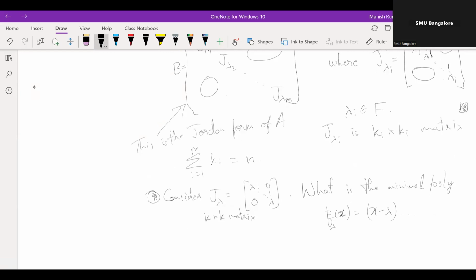Of course it's not x minus lambda, because if k is greater than 2, then if you plug in J lambda here, you won't get 0. So what do you have to do?